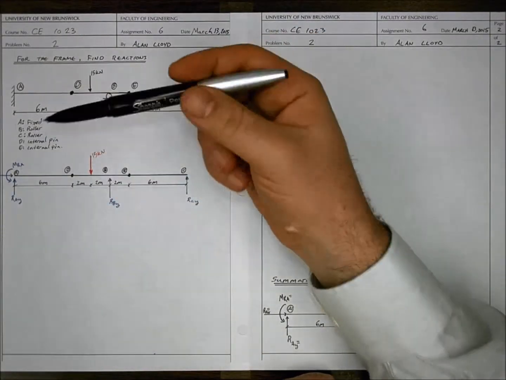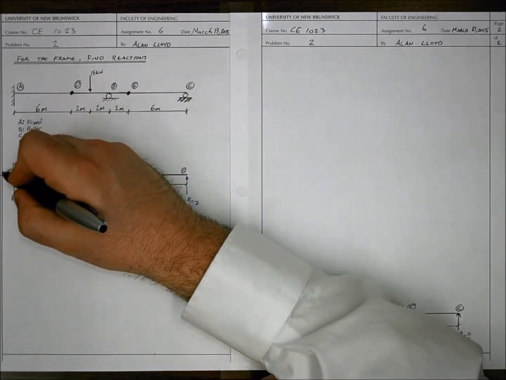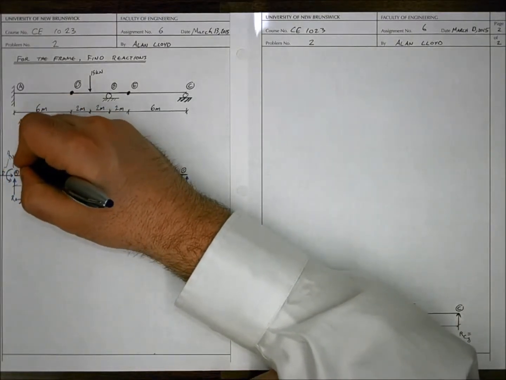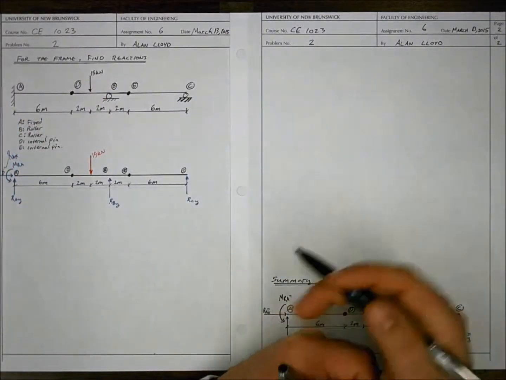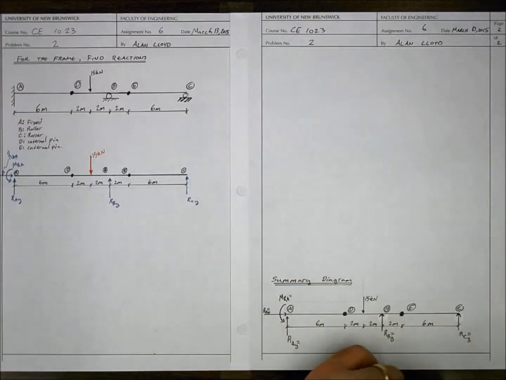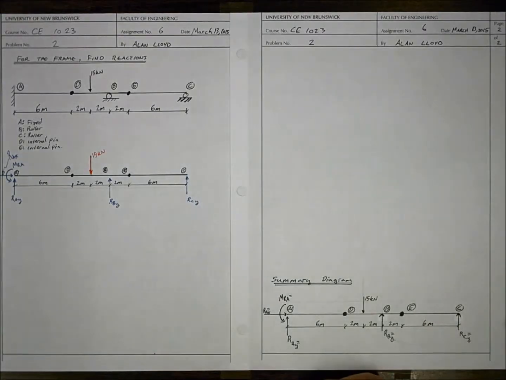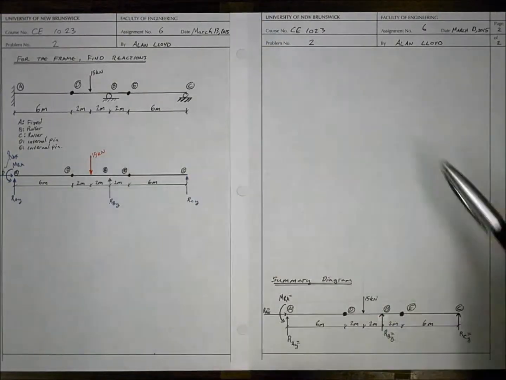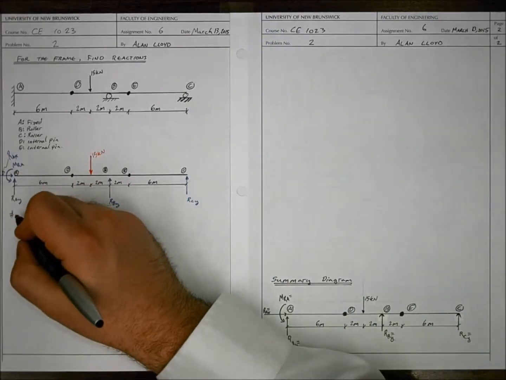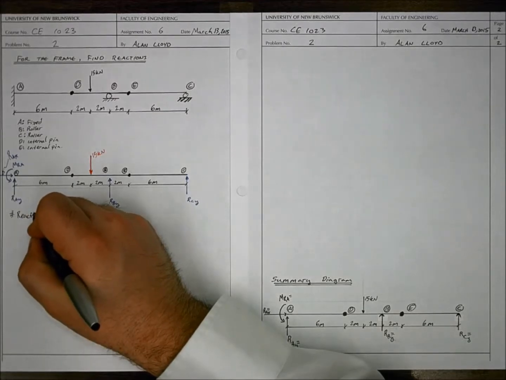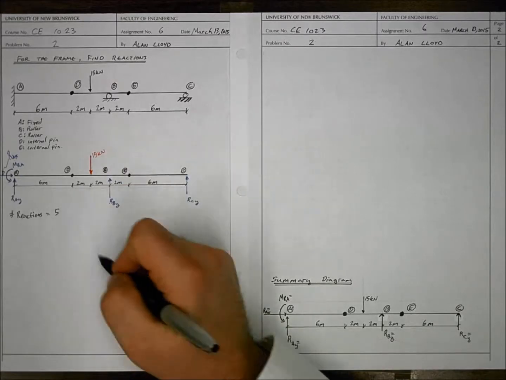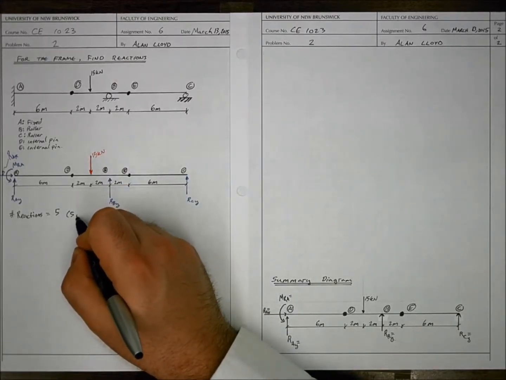we see we have three reactions at A. There's an RAY missing here, or RAX missing, RAX reactions. Our pin, a 15 kilonewton load, RBY and RCY. The rollers only put a single reaction force on the beam. So if we count the number of reactions, our number of reactions are equal to 5. This means we have 5 unknowns.